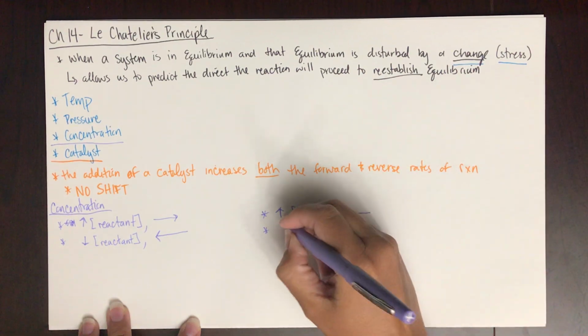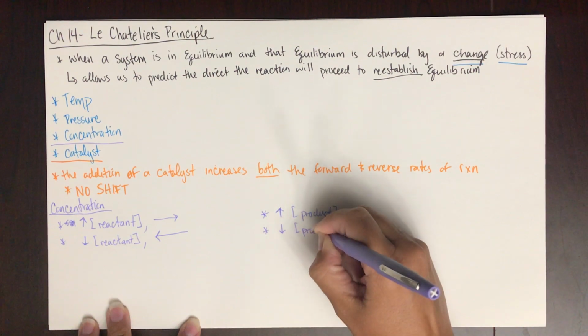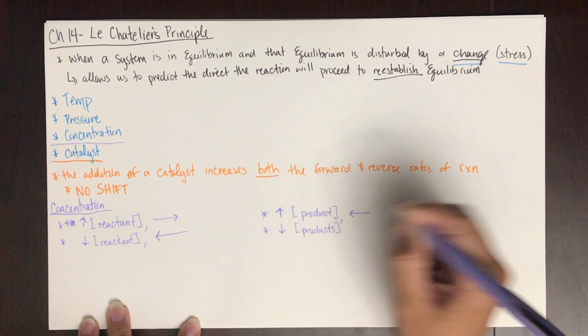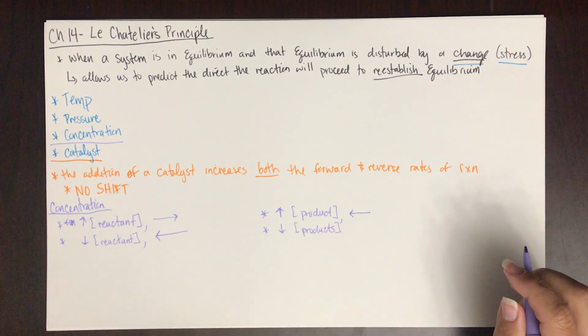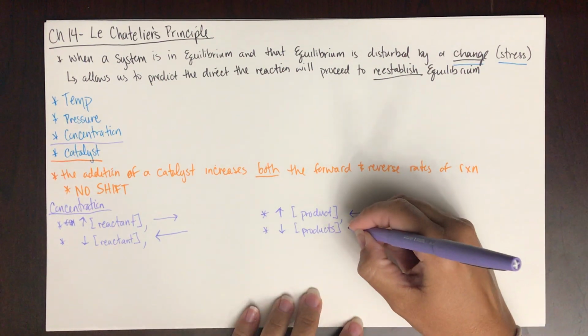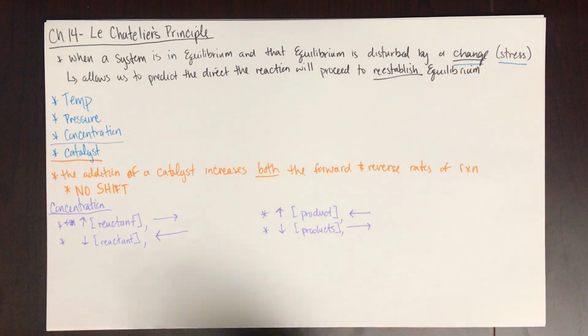And then the last scenario is if we decrease the concentration of the products. Decreasing the concentration of the products will mean that we would shift the equilibrium towards the products to reestablish equilibrium. We're going to use some specific examples to provide some clarity here.